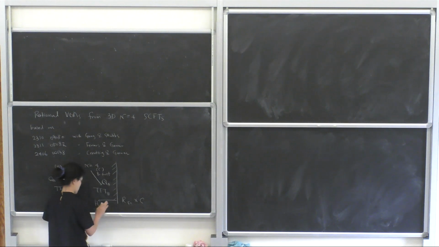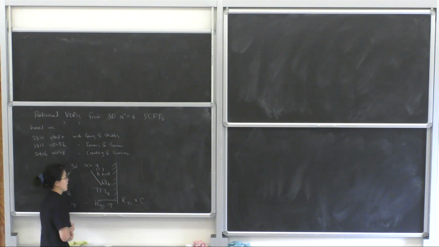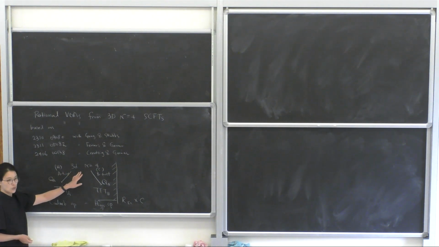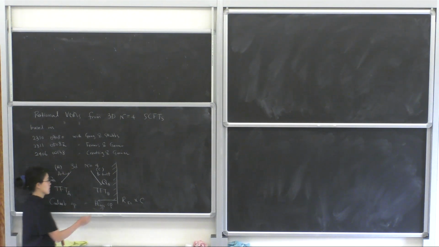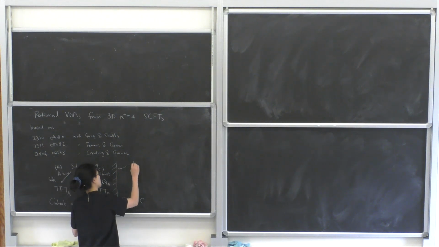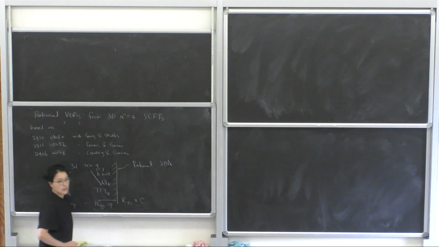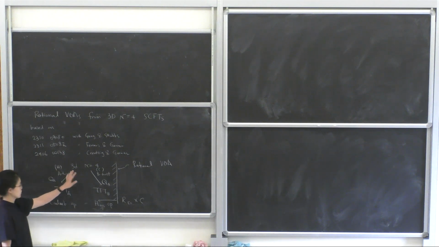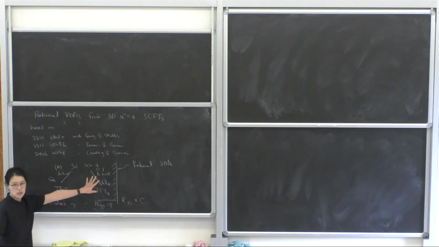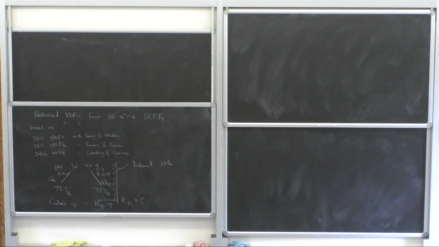Okay. And the main question that I would be interested in today is which class of 3D n equals 4 theory supports a rational vertex operator algebra on the boundary. Which class of 3D n equals 4 theory admits some boundary condition that supports some rational vertex operator algebra for both twists.